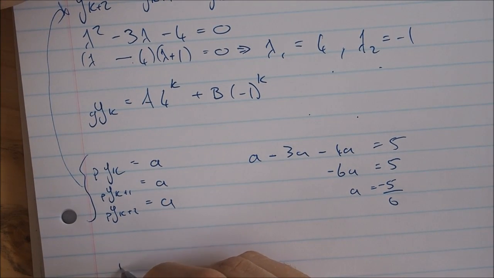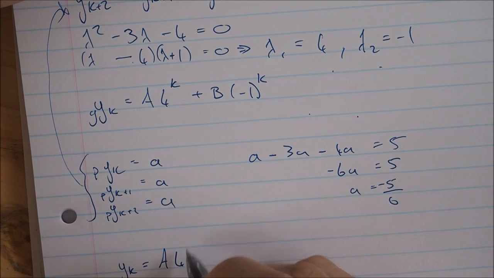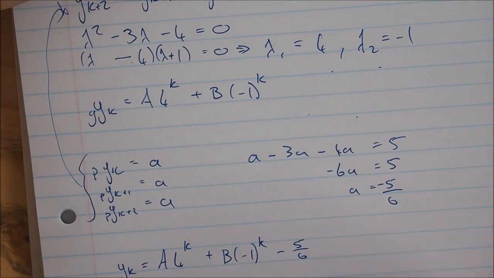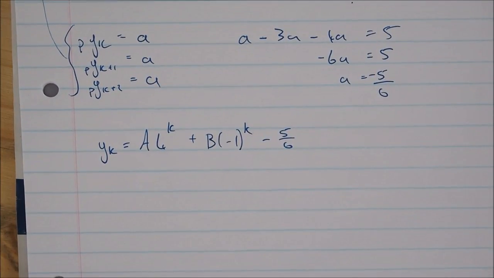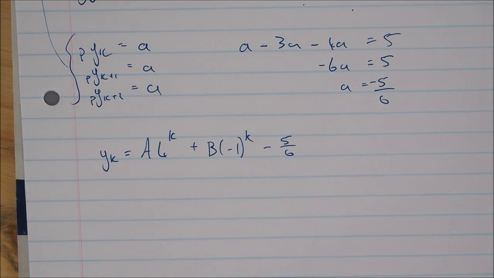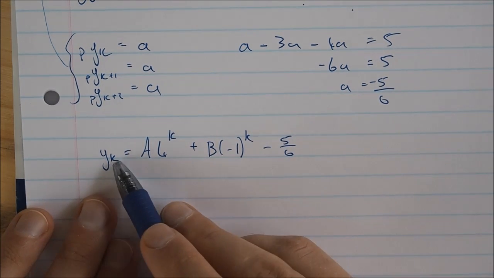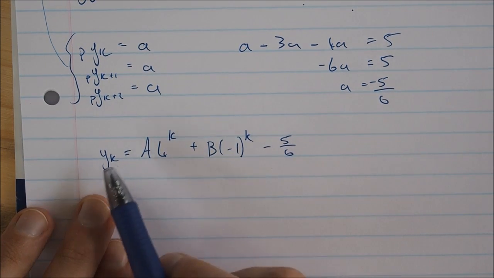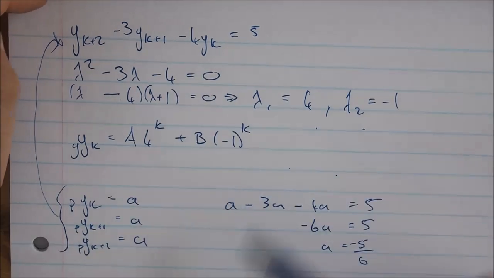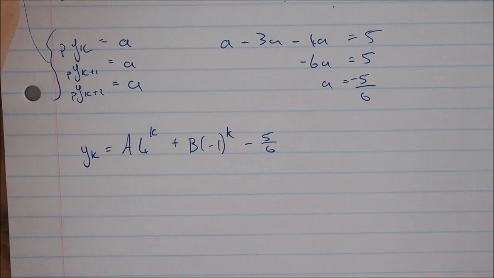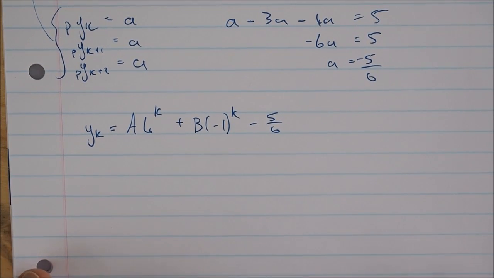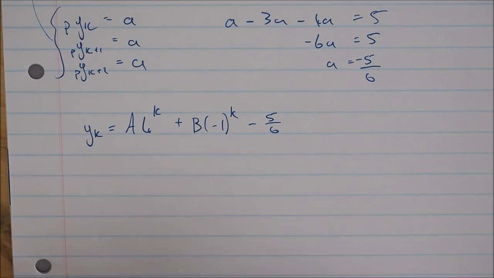So our final solution is y_k equals A 4^k plus B (-1)^k minus 5/6. So again, you can substitute in k plus 1 here, k plus 2 here, and substitute those back into the original equation at the top, and see that this solution does indeed satisfy our original equation. Okay, so you can see that it's very similar to the differential equation case. It's just got some minor differences.